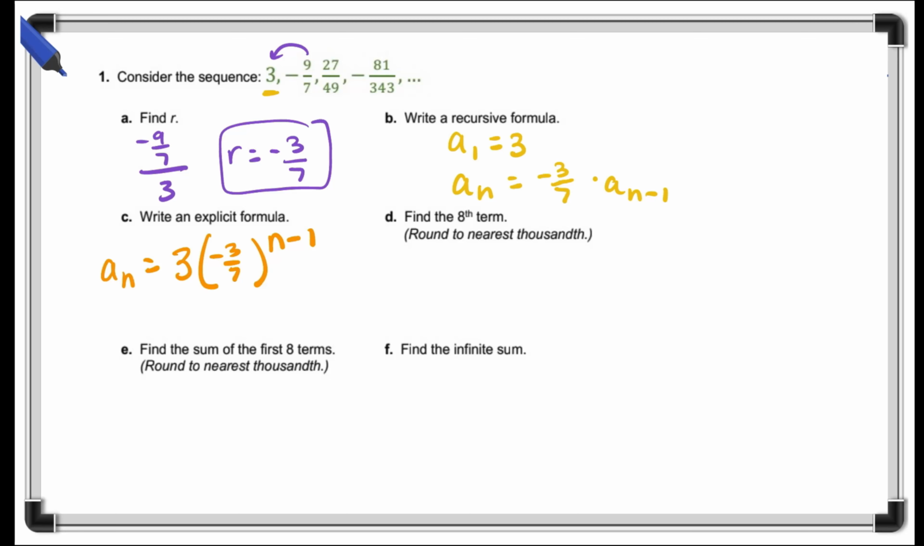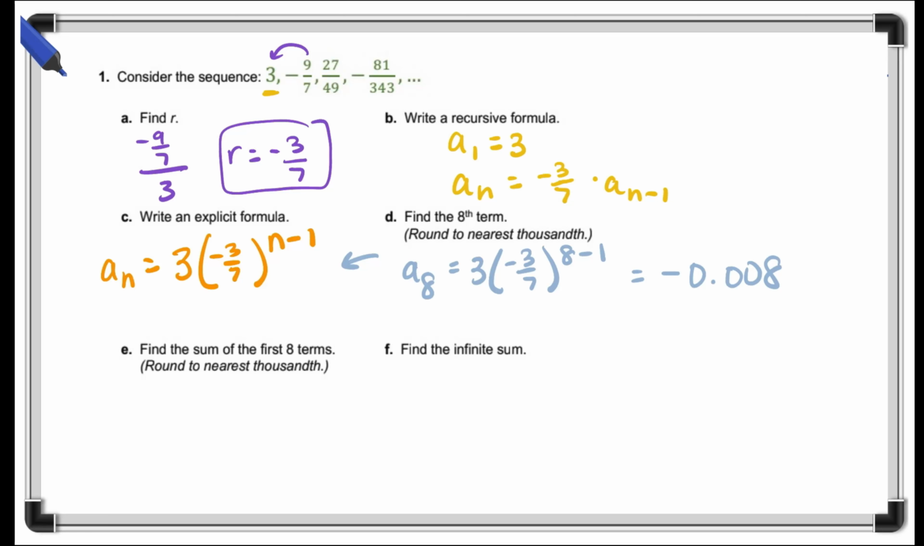When you want to find your 8th term, we're going to use the explicit formula as we just had here in letter C. So we're doing a sub 8. We're doing 3 times negative 3 sevenths to the n minus 1, which is 8 minus 1, which is approximately negative 0.008 for our 8th term.